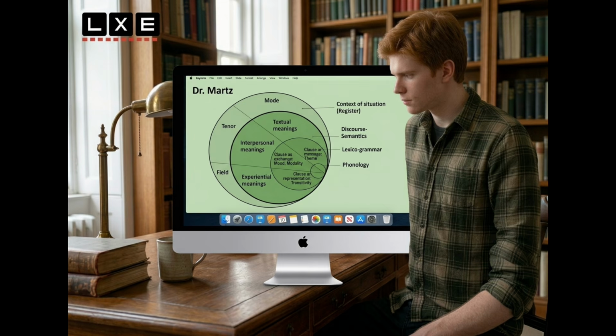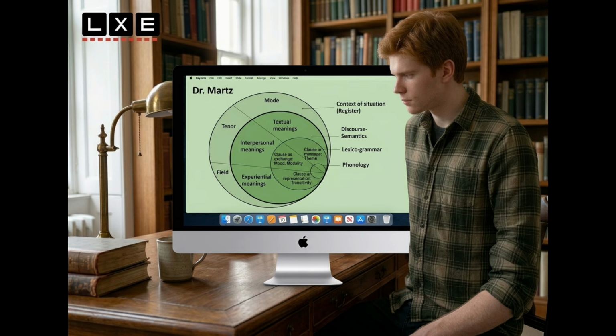But here's where it gets interesting, and I have to be honest, this is the part that took me a while to get my head around. These contextual variables don't just describe the situation from the outside. They actually connect directly to the grammar, to the way language is structured internally. And that connection happens through what Halliday called the metafunctions. There are 3 metafunctions. The first is the ideational metafunction. This is how language represents experience, how we talk about the world, about processes, about what's happening, who's doing it, and what's being done to whom.